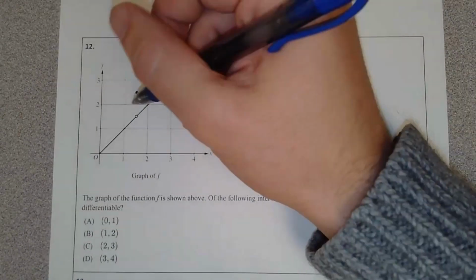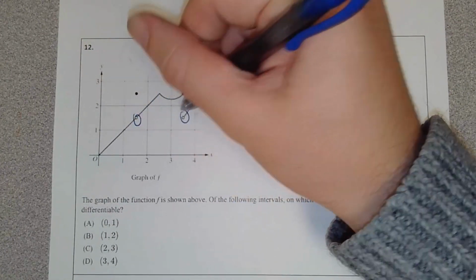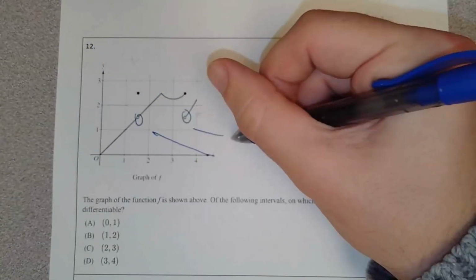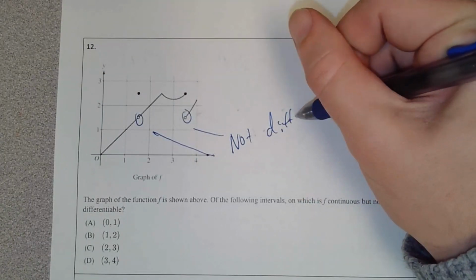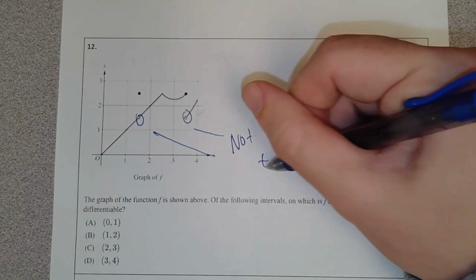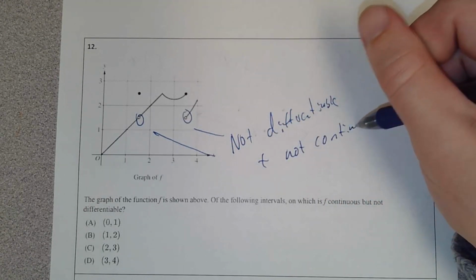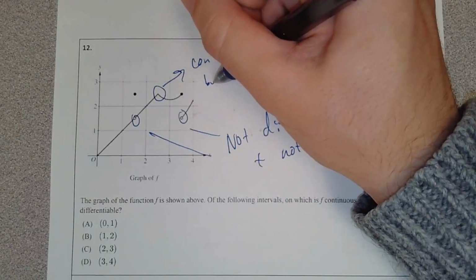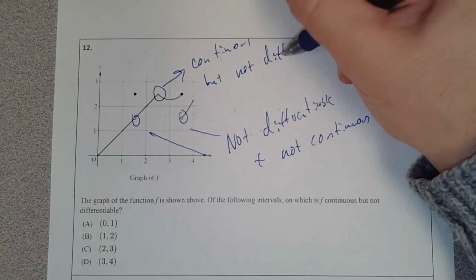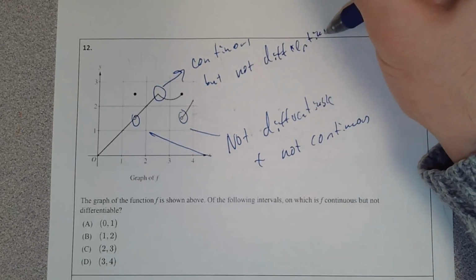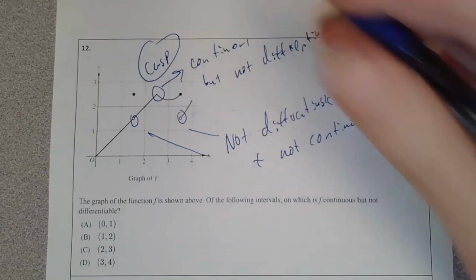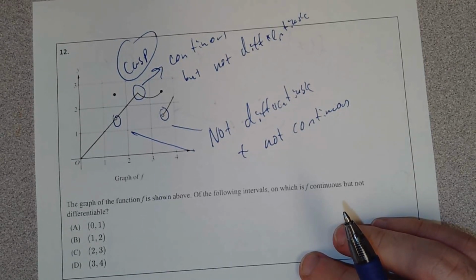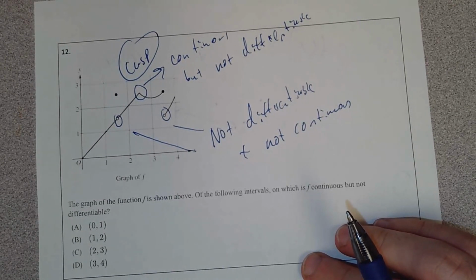It's not differentiable here and here. It's not differentiable and not continuous. So I'm going to label that just so you know. This is not differentiable and not continuous. Here, you notice this is continuous, but not differentiable. That's the cusp. So whenever you have a cusp or a kink in the function, that is not going to be a differentiable point.